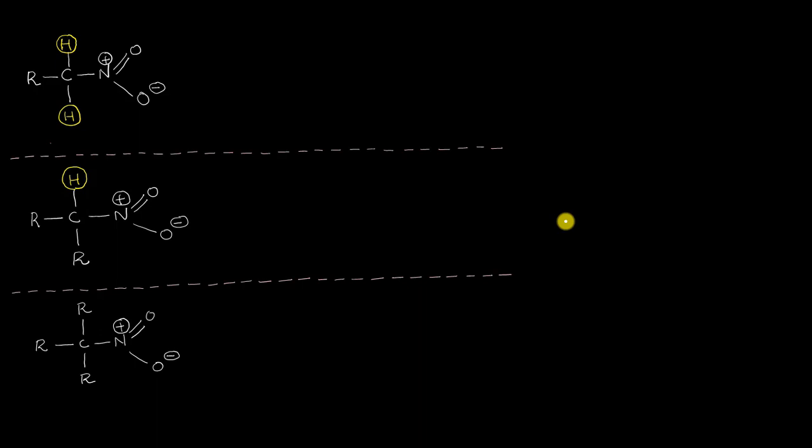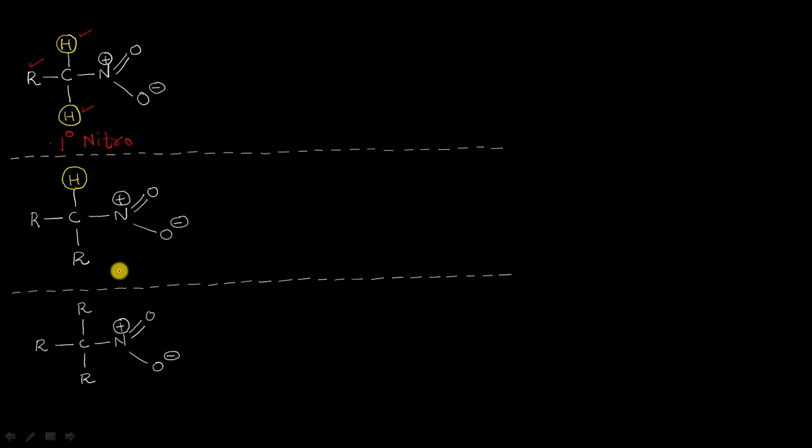On your screen here, you can see three different nitro compounds, and it won't be difficult for you to identify the difference between these three nitro compounds. The first one, of course, because the carbon atom here is attached to two hydrogen atoms and only one R group, is a primary type of nitro compound.